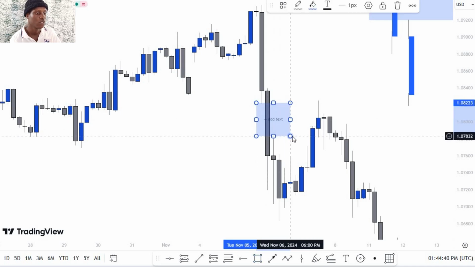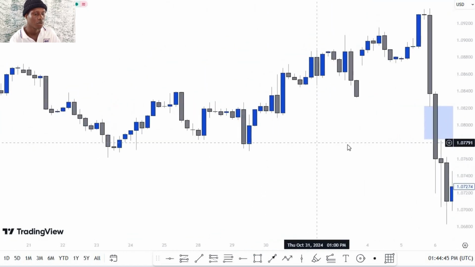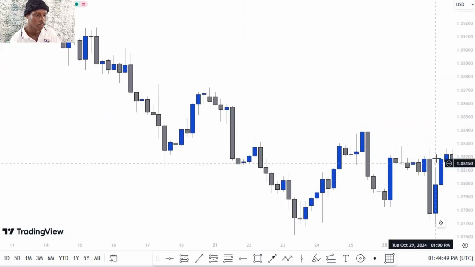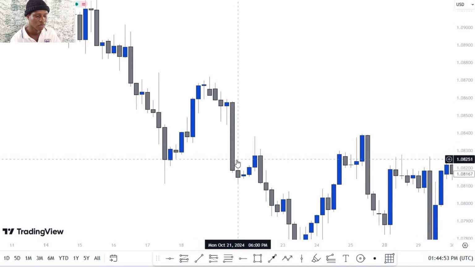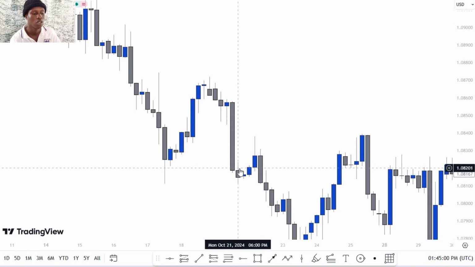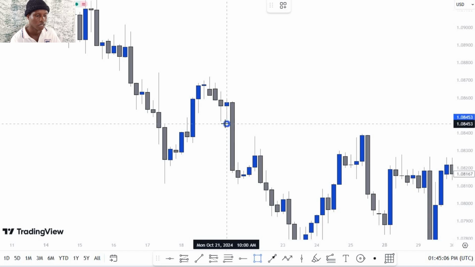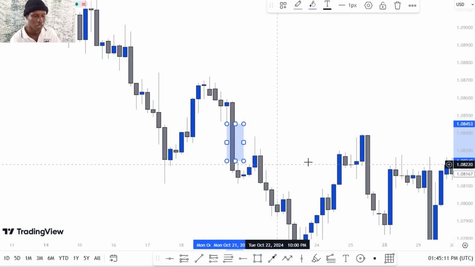If you look carefully, you will see tons of fair value gaps, and I will also tell you how they work. Now look at these three candles again, 1, 2, 3. The gap between this first candle's low and this third candle's high is our fair value gap. There is inefficiency in this particular price action. Then another fair value gap again.